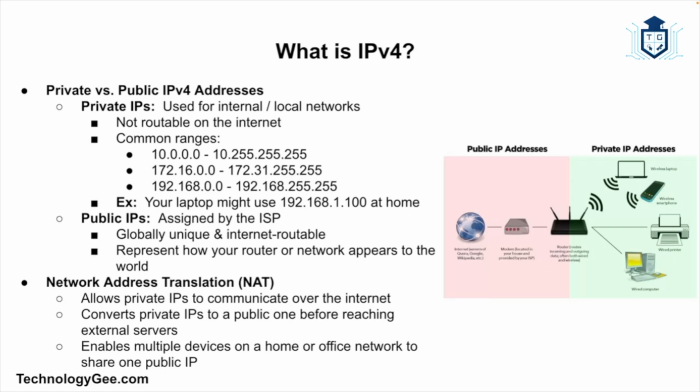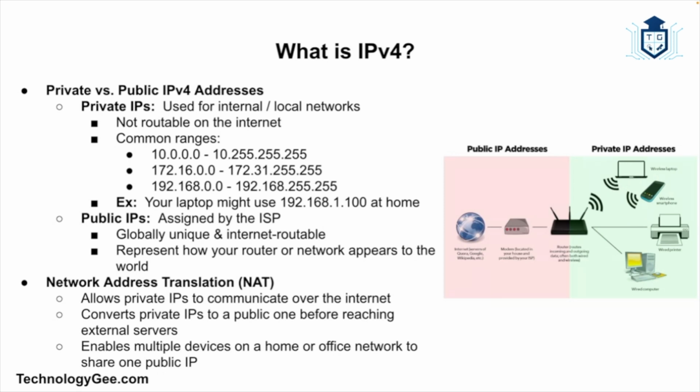The common private IP ranges are 10.0.0.0 all the way to 10.255.255.255, then 172.16 all the way to 172.31, and 192.168 all the way to 192.168.255.255. An example of this would be your home router, which is this thing on this diagram right here. It might assign the IP address of 192.168.1.100 to a random device or your laptop in your network.